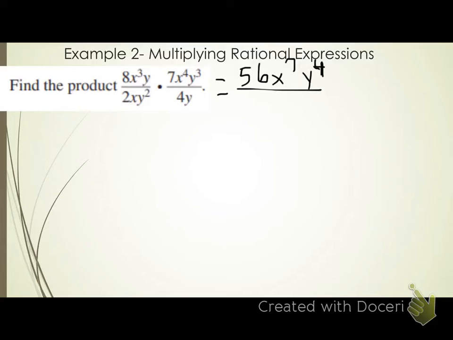Are there any questions how I got that as my numerator? Does that make sense? Okay, 2 times 4. X doesn't have anything to multiply with, so it just comes over as x. Y squared times y is y cubed. Any questions how I got that as my denominator? I'm going to go with multiplying straight across.